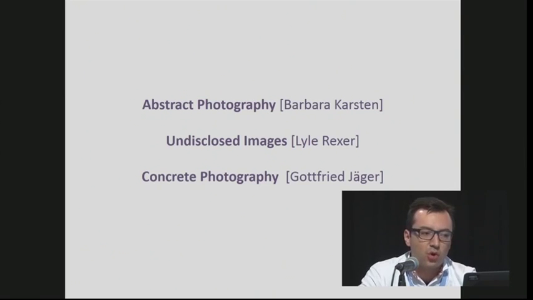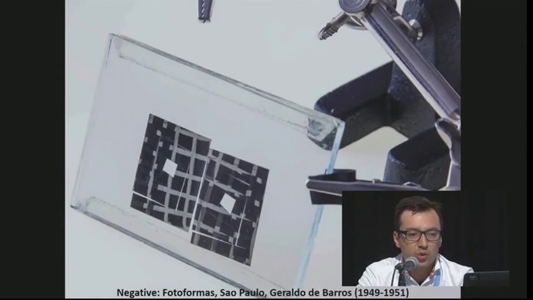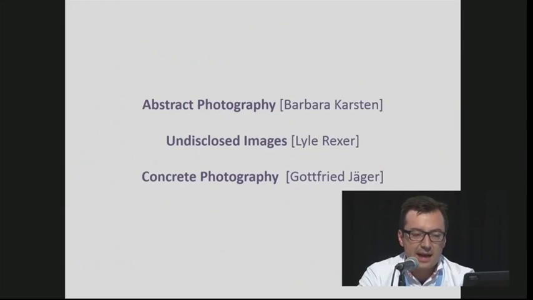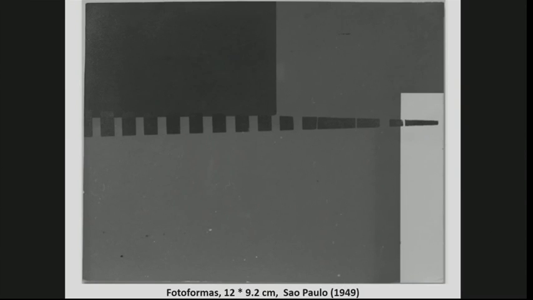That is abstract photography, undisclosed images, that is one that I like a lot, or concrete photography, for instance. However, despite being very intrigued with this, the negatives that he was able to manipulate to create these complex images... There are 7 pictures, 7 photographic works in this series that have no negative. Okay, so how is that possible?